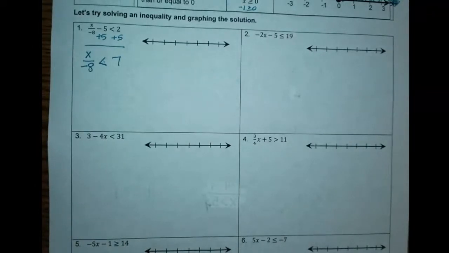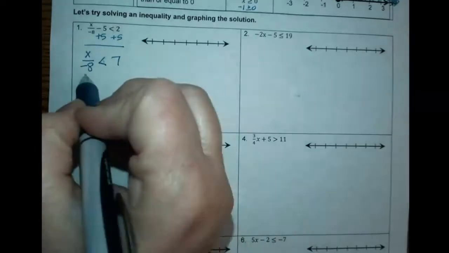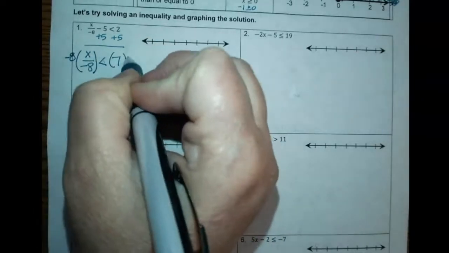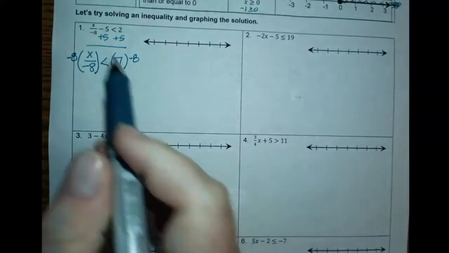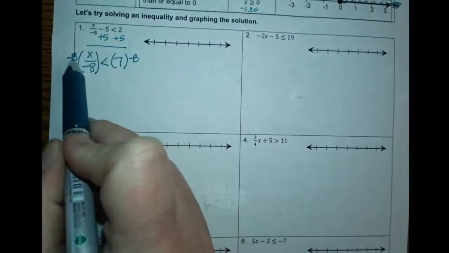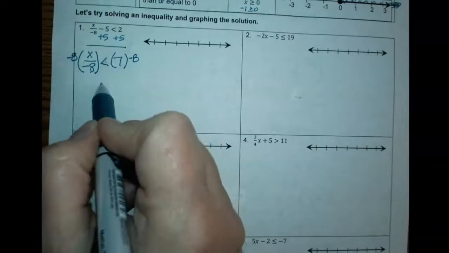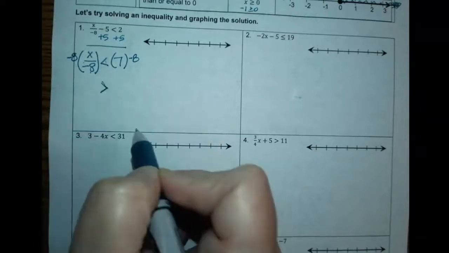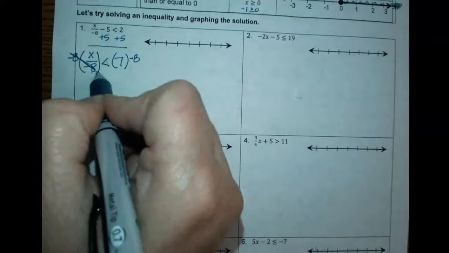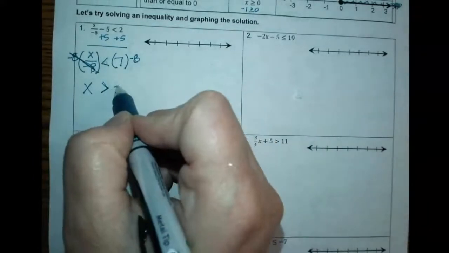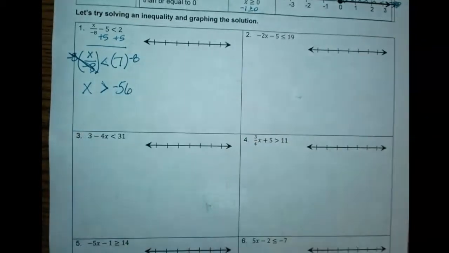So now my fraction is the only term on the left-hand side. I want to get the x alone, so I've got to get rid of the denominator. So I'm going to multiply by -8 on both sides of the inequality. Now, remember the rule: if you multiply or divide by a negative number, the inequality sign is going to change directions. And so that cancels out x. 7 times -8 is -56.